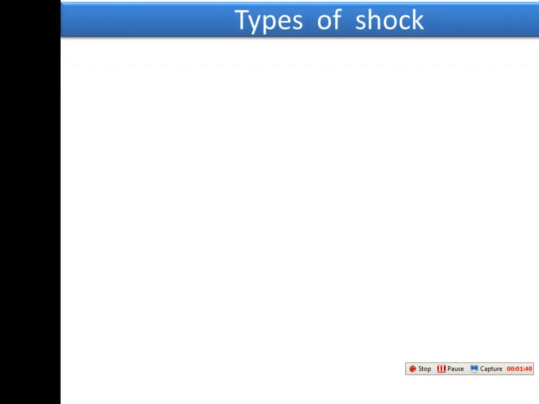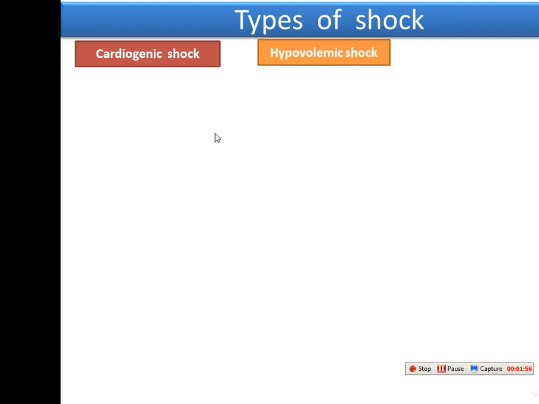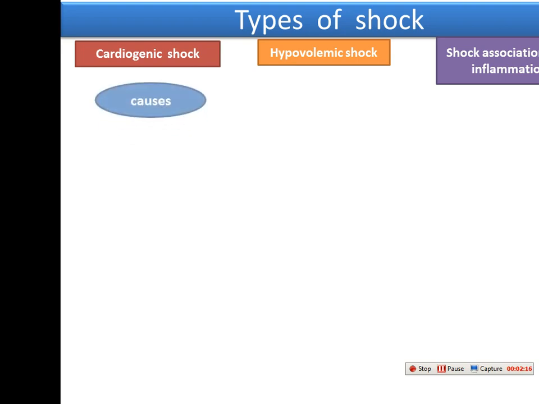According to that, we can classify shock into many types. We have what we call cardiogenic shock, which means the main source of this shock is the heart. We have hypovolemic shock, reduced blood volume, and also the shock associated with inflammation. Also we have septic shock, and less common shocks like neurogenic shock or anaphylactic shock. We will explain them later.